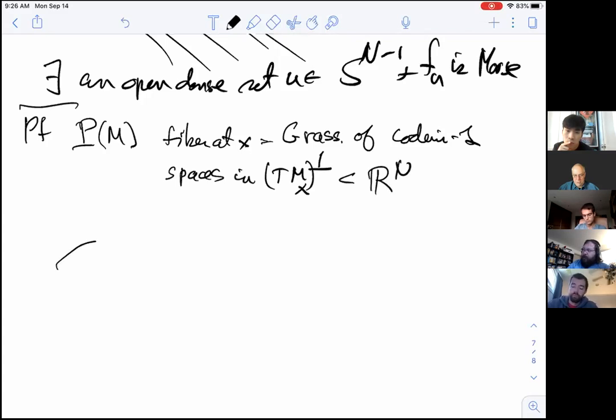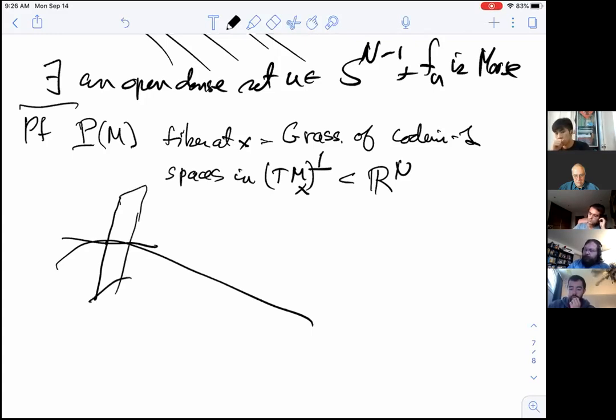Okay, so if this is the manifold, here's a point, we have the tangent bundle, we have the orthogonal complement in Euclidean space, and I want in that orthogonal complement a codimension 1 subspace. And so the fiber here will be the projective space on a Euclidean space, a vector space of the complementary dimension. So it'll be a real projective space of total dimension capital N minus little n minus 1. Okay.